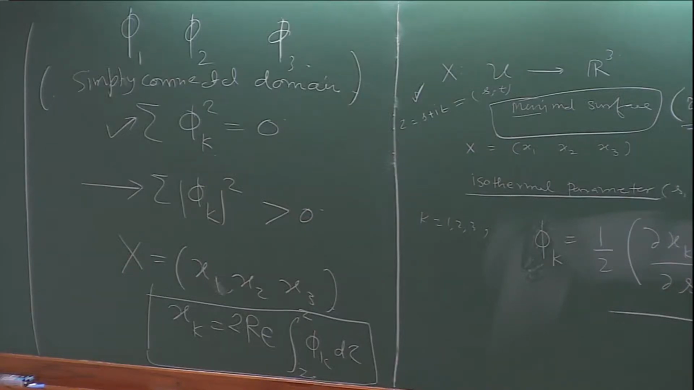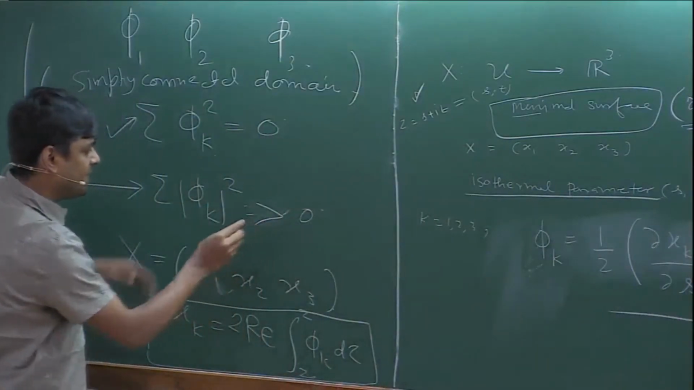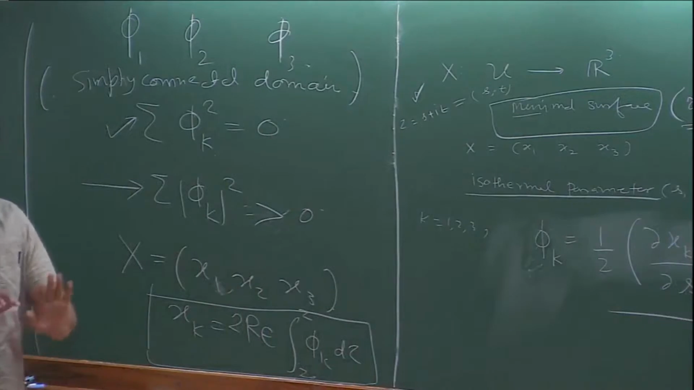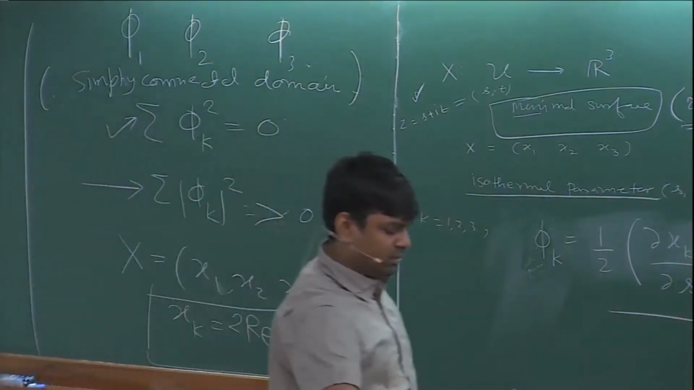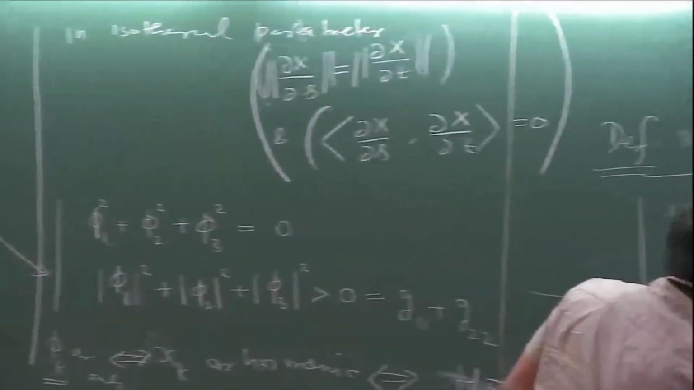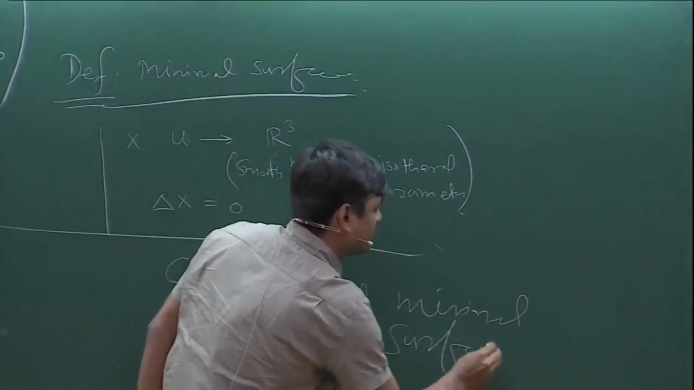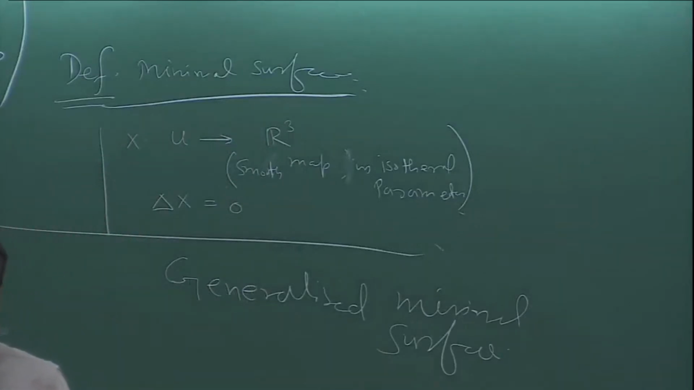You may relax this condition. There are texts where you will see the definition of a generalized minimal surface. Generalized minimal surface means that for those phi k, the condition is not identically equal to 0. Maybe it is 0 at some point. So those are generalized minimal surfaces.